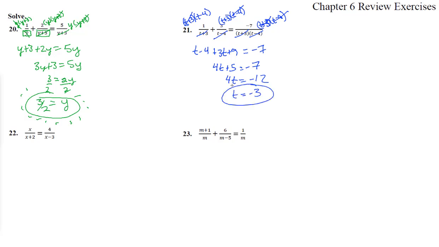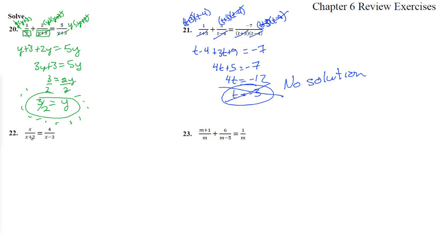Excellent. Now all we have to do is check and make sure it's not one of the bad numbers. We see that if it were a 4, it would put a 0 on this fraction. If it's a negative 3, it cannot be a negative 3. It'll put 0 on the bottom. Bad. There is no solution. Alrighty, number 22.